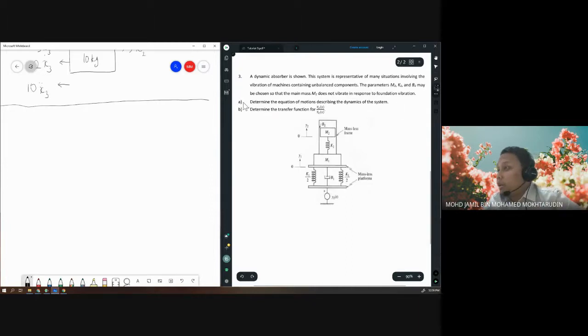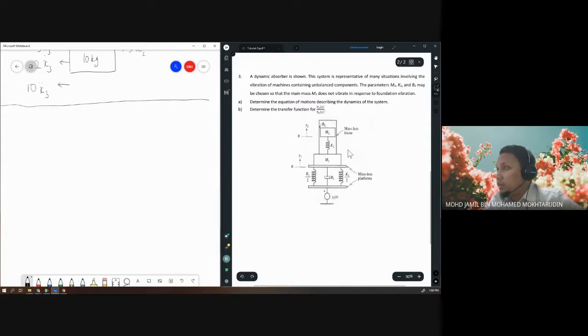Okay, so let's look at question A. Determine the equation of motions describing the dynamics of the system. Okay, question A asks you to write the equation of motions. So that means you need to draw the free body diagram and everything. Some students think for equation of motions there is no need to draw a free body diagram, so they actually lose marks, maybe half of the marks. So when the question states equation of motions, it means the free body diagram is included. You need to draw the free body diagram and show the direction of forces. Then after that, you write the equation of motions, maybe in matrix form, okay?